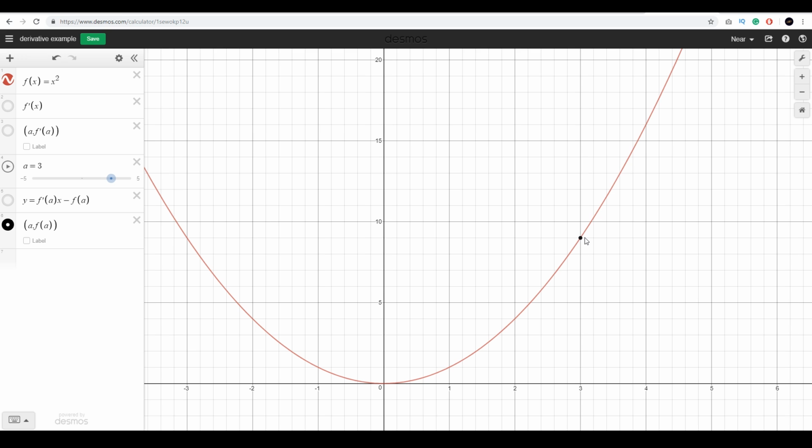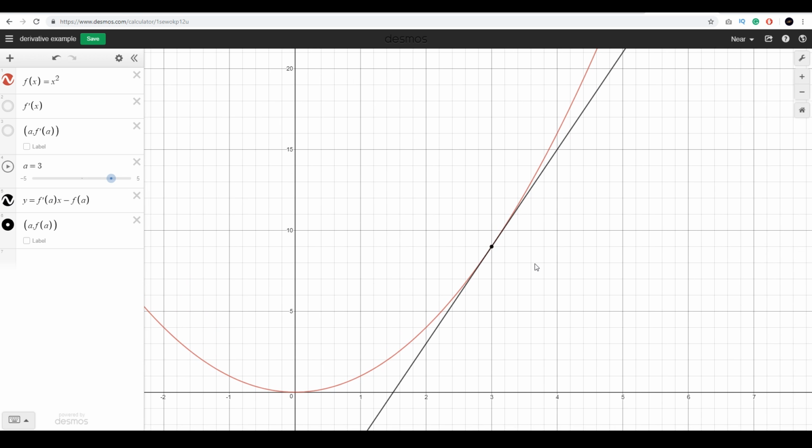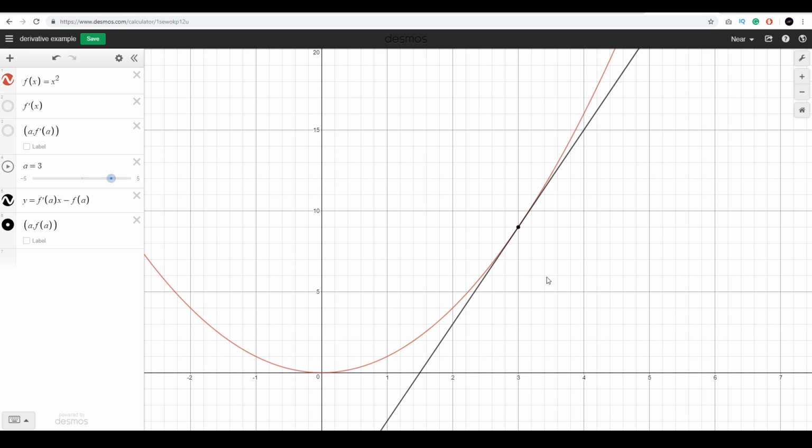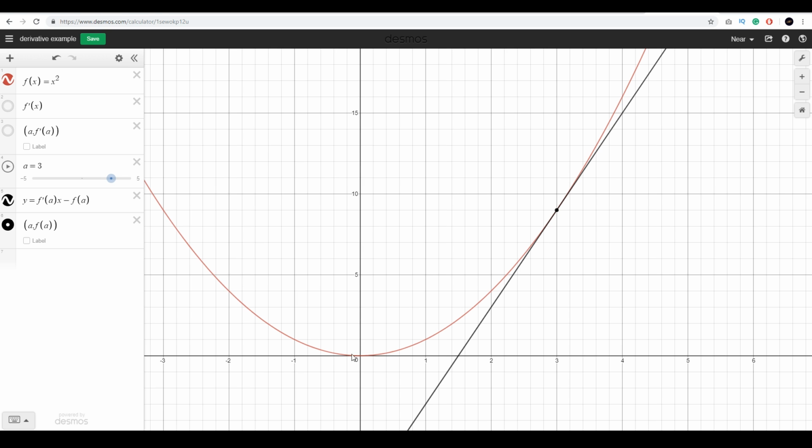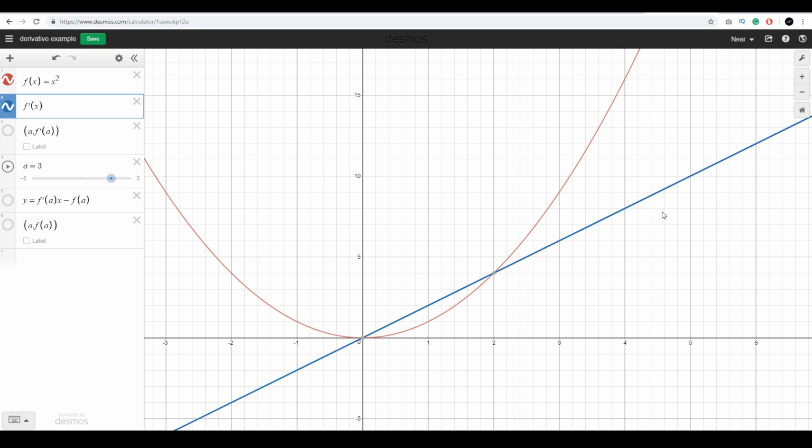So if we want to find the rate of change at that point, then we would want to find the tangent line to this point. And the instantaneous rate of change would be the slope of a tangent line. Okay, so a derivative is a function that can tell us the slope of every single point along this curve. So the derivative would be this function right here, this blue function.